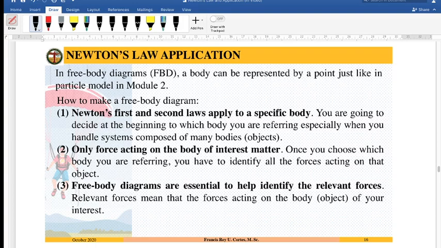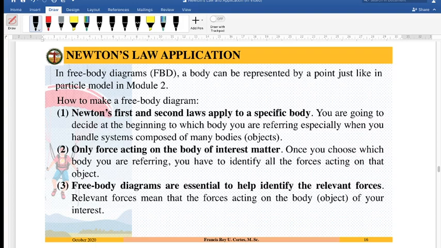Okay, so we have to apply these three laws of motion in physical systems to have a knowledge of the dynamics of a physical system. So first, before doing the application of Newton's laws, I have to insert something because this is very important, especially when calculating the dynamics of physical systems. This is called the free body diagram.